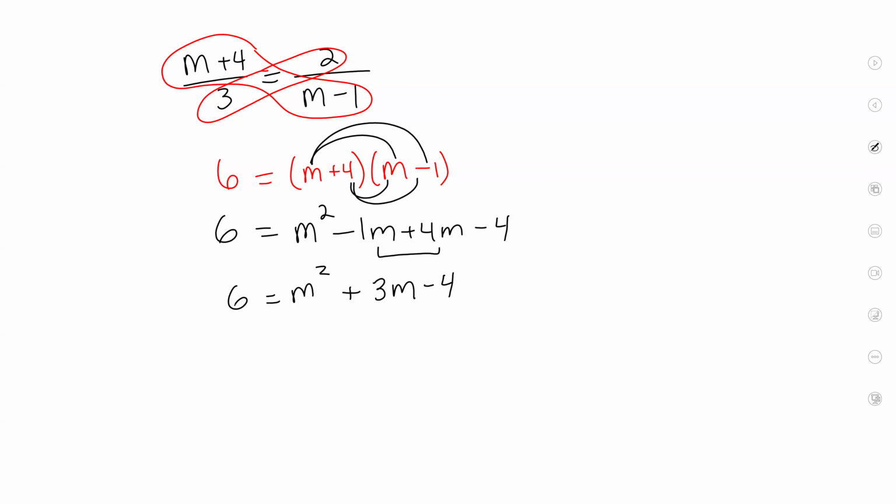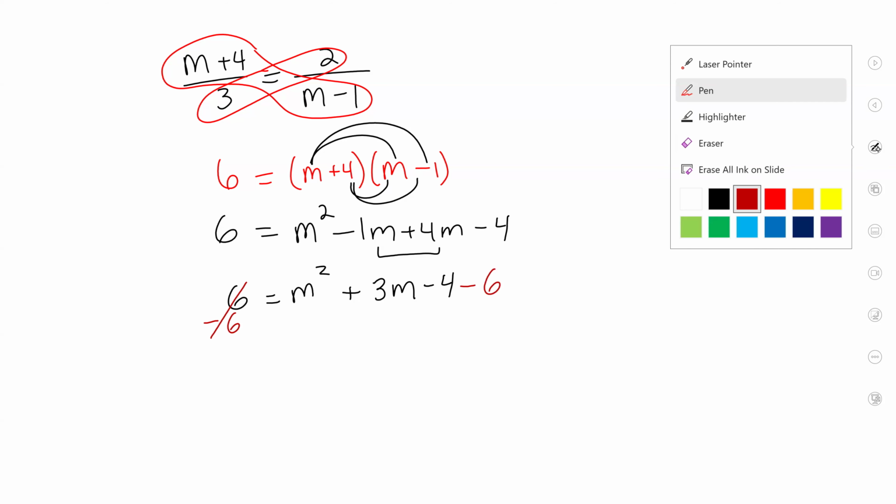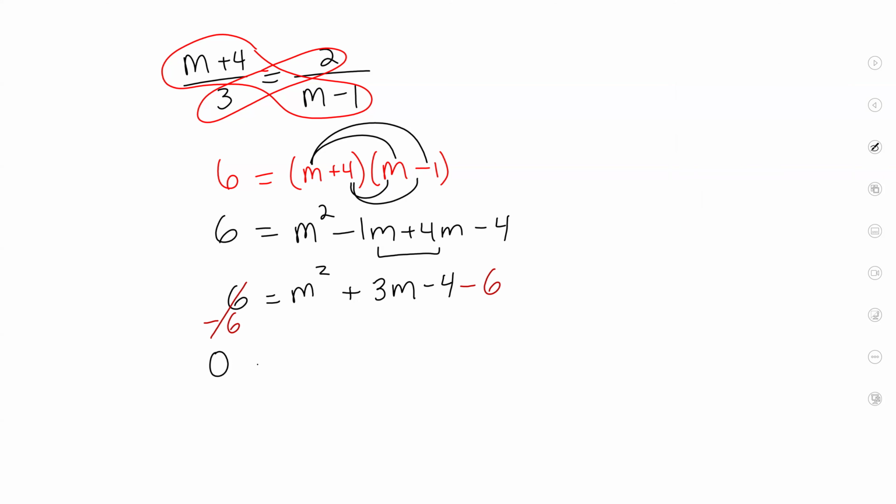Okay, I saw a lot of people immediately try to do an X chart here with -4 and 3. That's not right, because this is equal to 6, not a 0. So before you can factor, you need to get rid of this 6. Subtract 6, bring it over here. Now you have 0 equals m squared plus 3m minus 10. Now you can do your X chart.